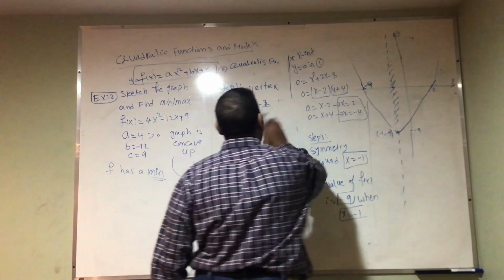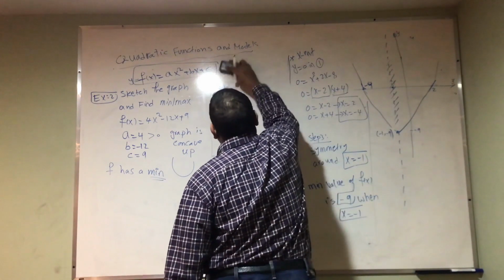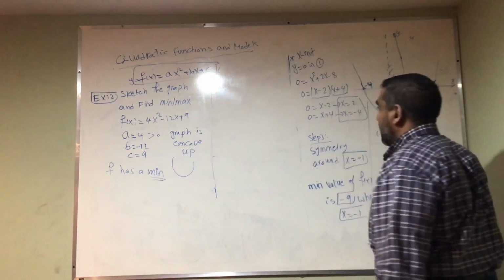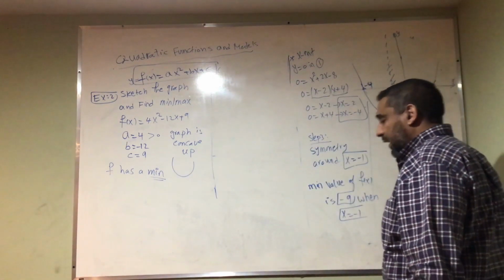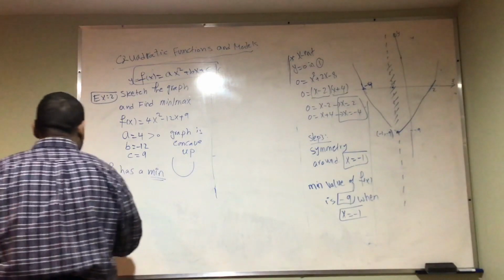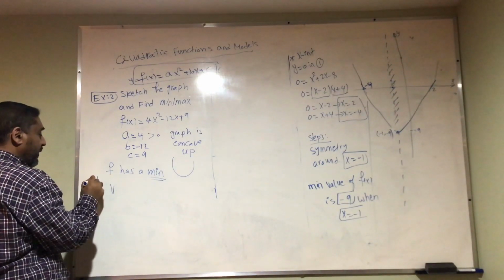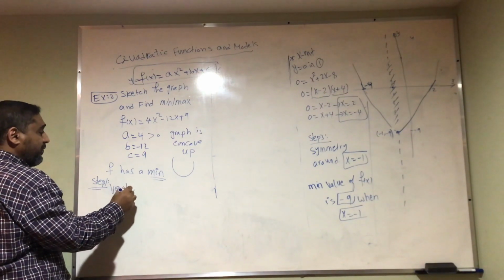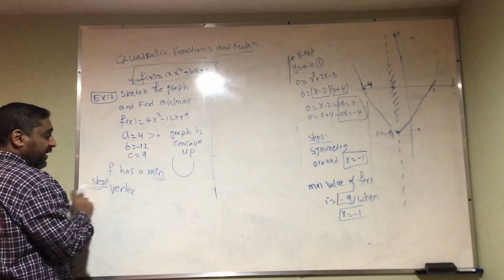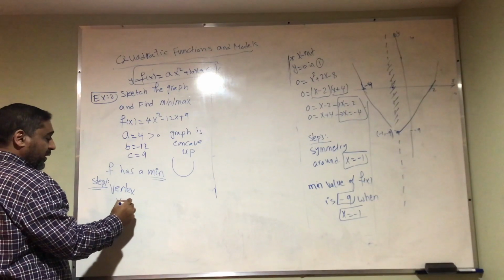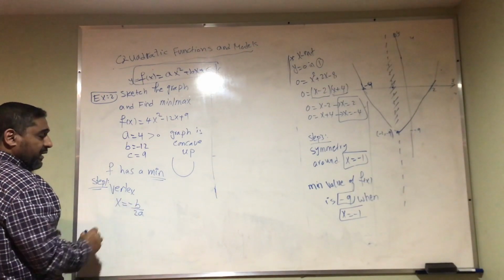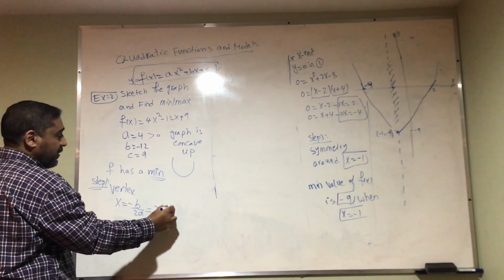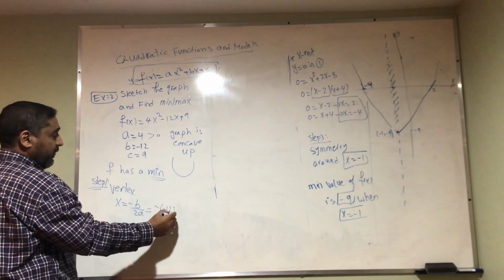I'm going to repeat the same story here, which is I have to find the vertex, and then I have to find the x-intercept and y-intercept. So step number 1, in order to sketch the graph, and remember the vertex also gives you the minimum value for your f. So what is the vertex here, guys? Your x equals minus b over 2a. What is your b, guys? Your b is minus 12. So I put minus 12 over 2a.